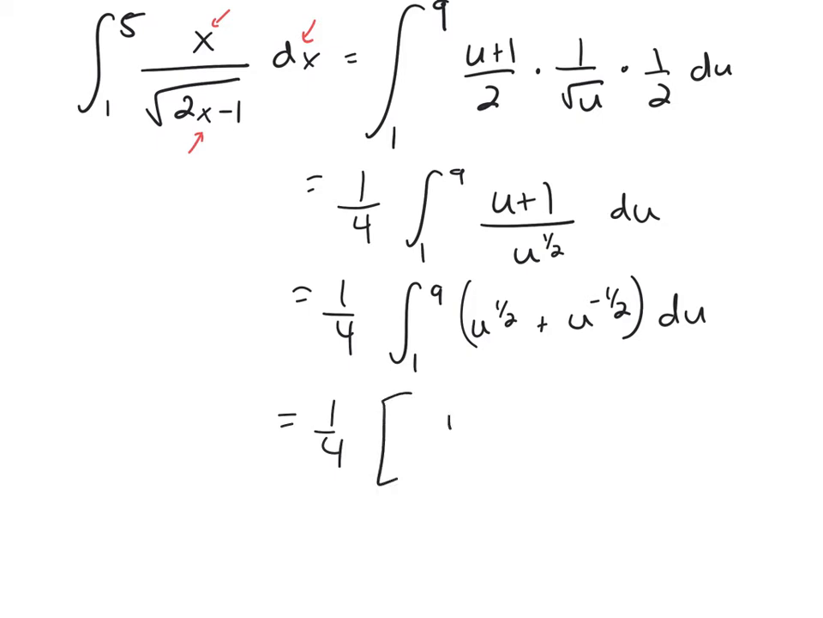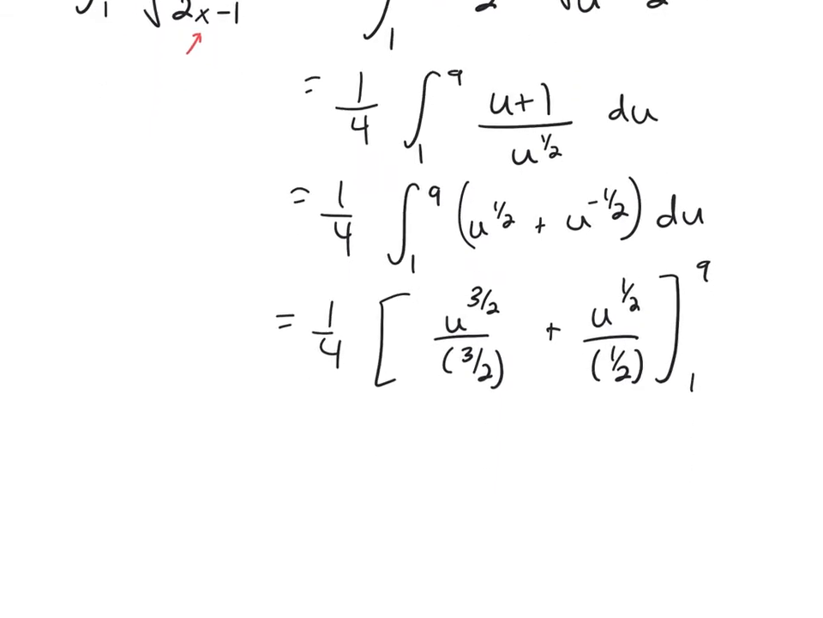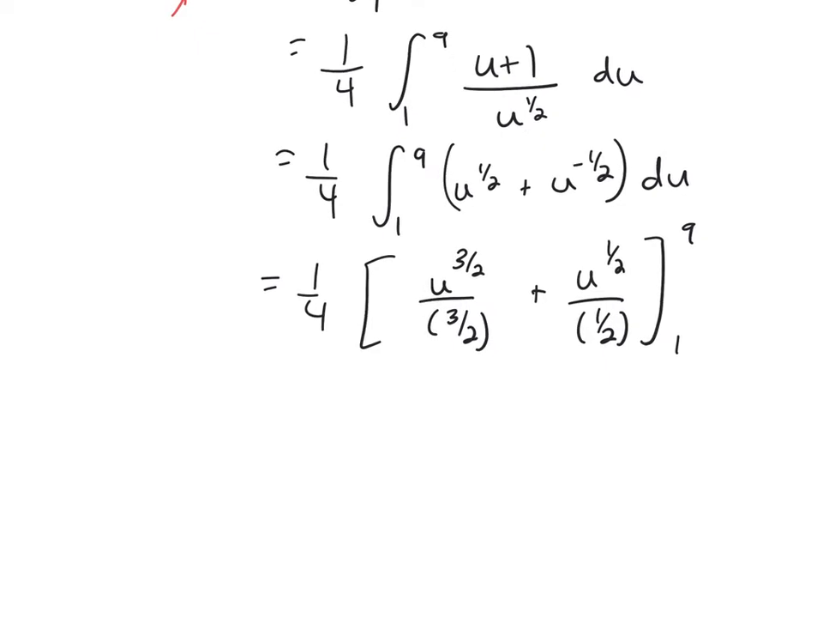you're going to do your reverse power rule: u to the 3/2 over 3/2 plus u to the 1/2 over 1/2, from 1 to 9. You don't need to write a plus c because we're doing a definite integral here. So now you're going to plug in 9. Maybe first we'll go ahead and distribute this 1/4 out. So you're going to get a 1/6 u to the 3/2 plus a 1/2 u to the 1/2.